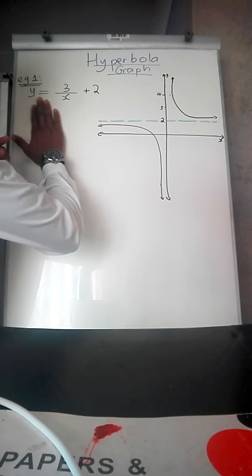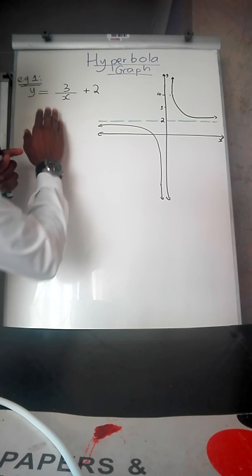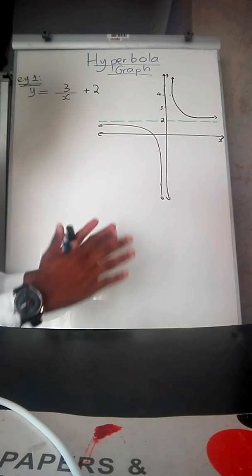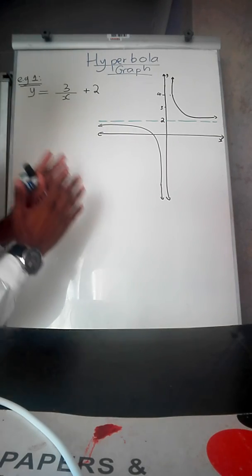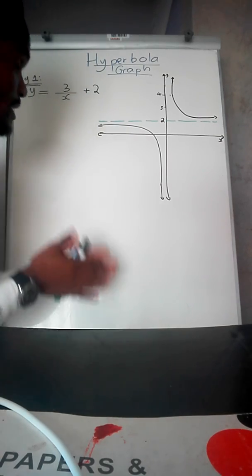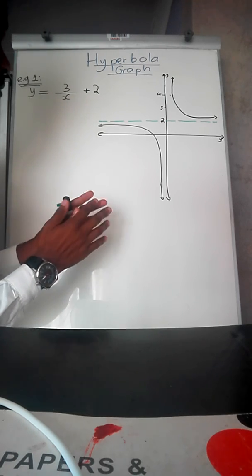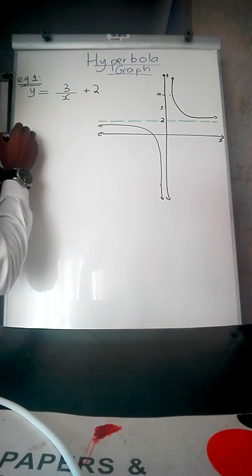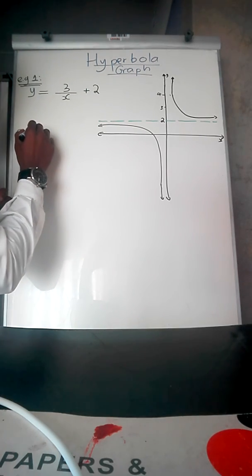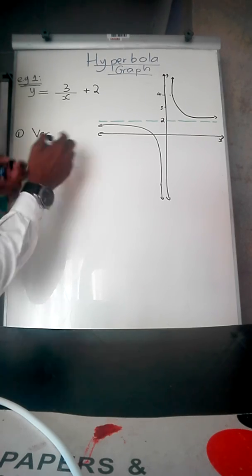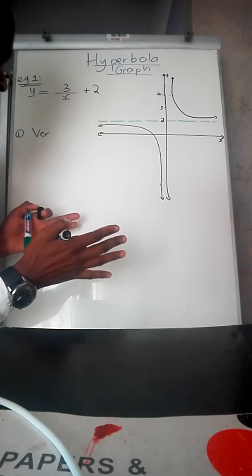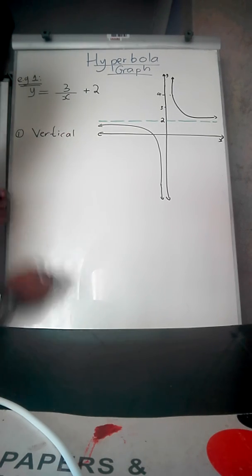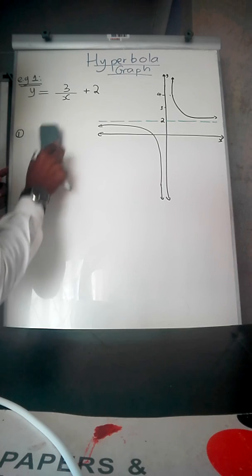Now we need to study the equation here. They gave us the equation. The equation is y equals 3 over x plus 2. So the first thing that we need to quickly do here is identify our asymptotes. We did say that for hyperbola graphs we have 2 asymptotes. The first asymptote is going to be the vertical asymptote. You could start with the horizontal asymptote. Nothing is stopping you from doing that. Vertical asymptote.